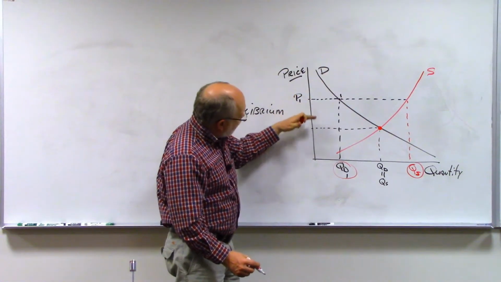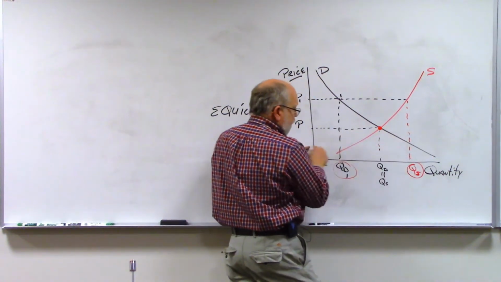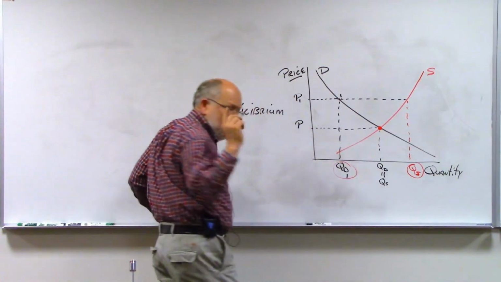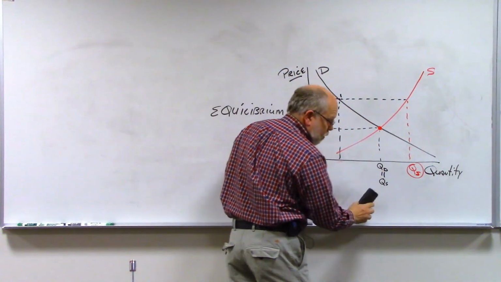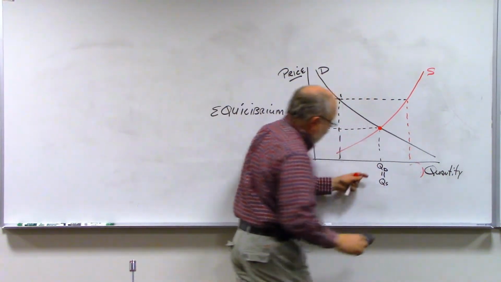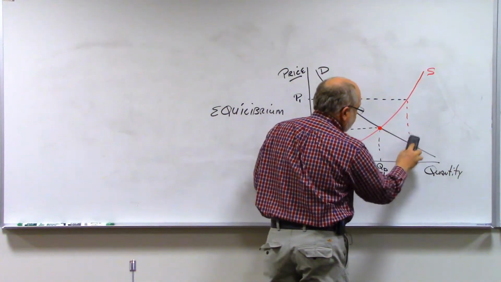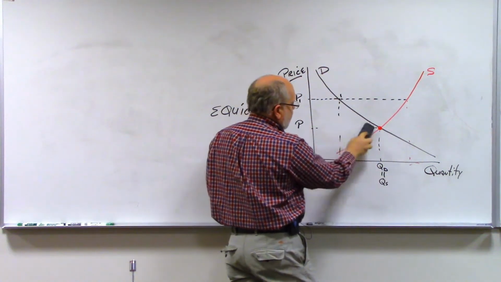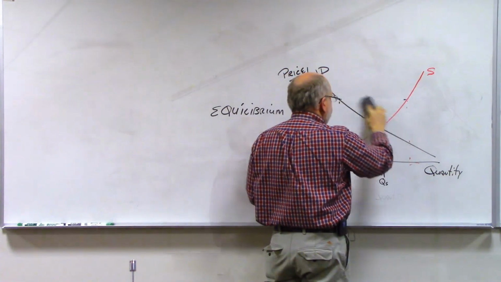Similarly, if we bring the price down, at this price level, the quantity demanded is going to be greater than the quantity supplied. Point being, there is one and only one price at any one point in time at which quantity demanded equals quantity supplied. I'm just trying to get rid of some of this distracting stuff in here so we can go back to the main point.